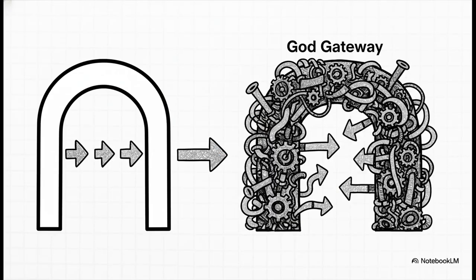But we have to end this with a serious word of caution. The single biggest mistake people make is falling into the God gateway trap. If you start stuffing too much business logic and custom code into your gateway, it stops being a lean, efficient traffic cop, and it becomes a new monolith. It becomes the exact central bottleneck you were trying to get away from in the first place.